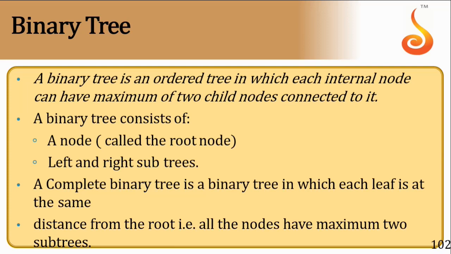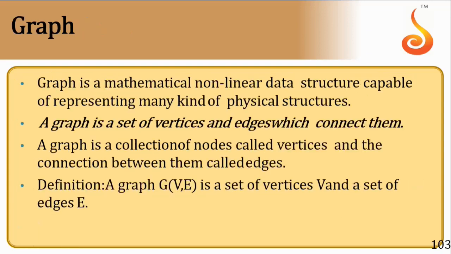A binary tree consists of a node which is the root node, left and right subtrees, and then you also have a complete binary tree in which each leaf is at the same level and distance from root to all the nodes, with maximum two subtrees. So that is a tree.